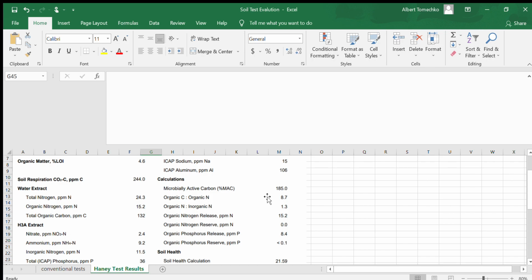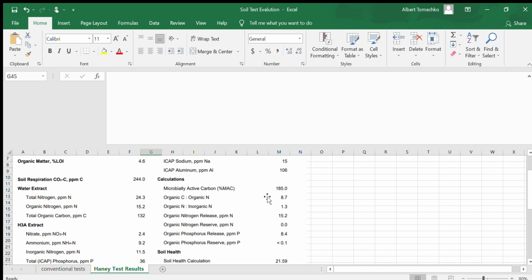I asked the lab about that, and this is their direct response. This is an indication that the utilization of the microbial food within the soil is utilized extremely efficiently. So it's a good indicator.